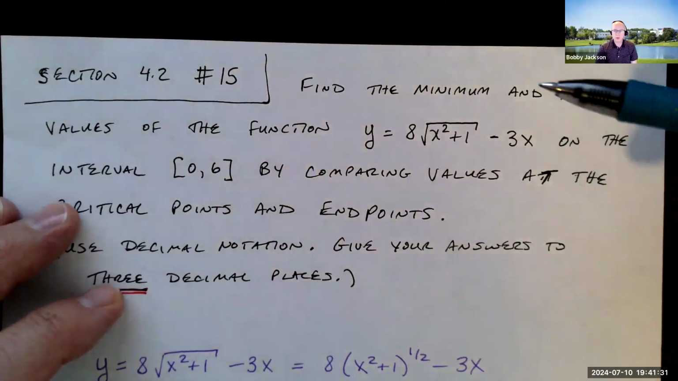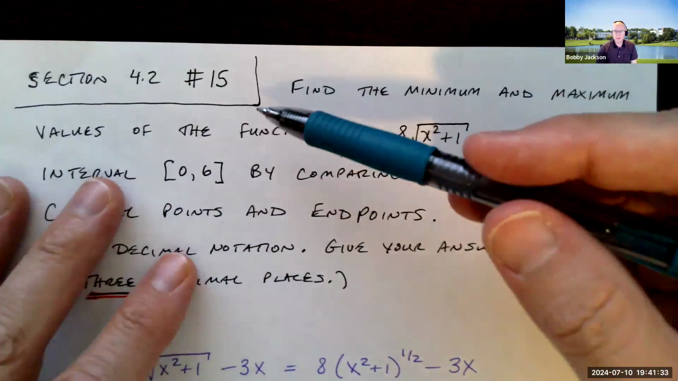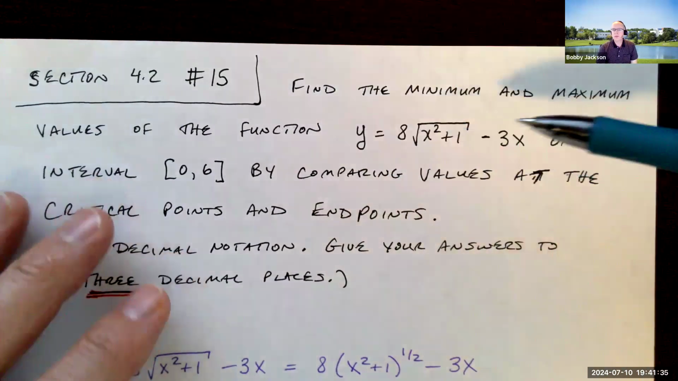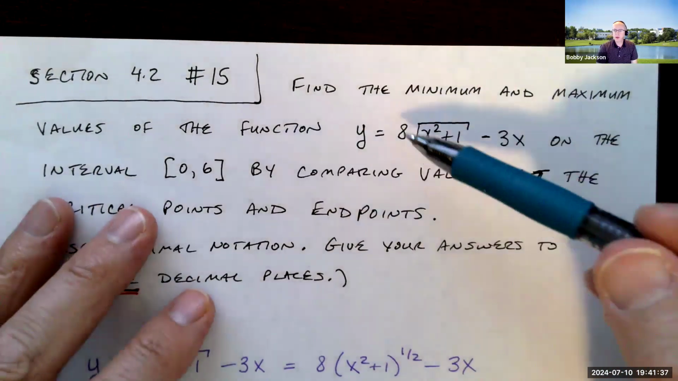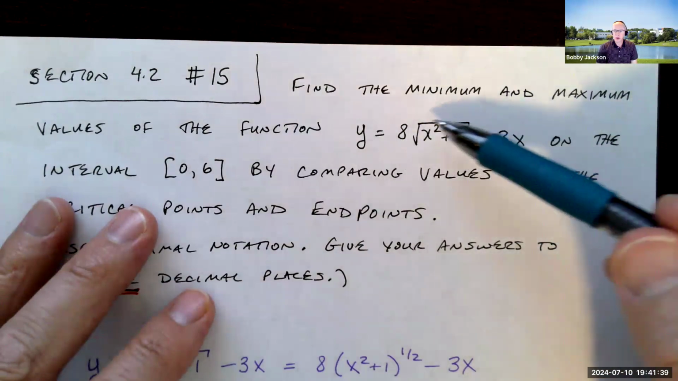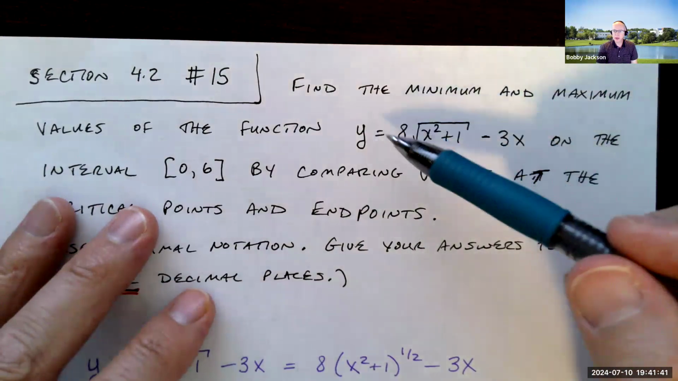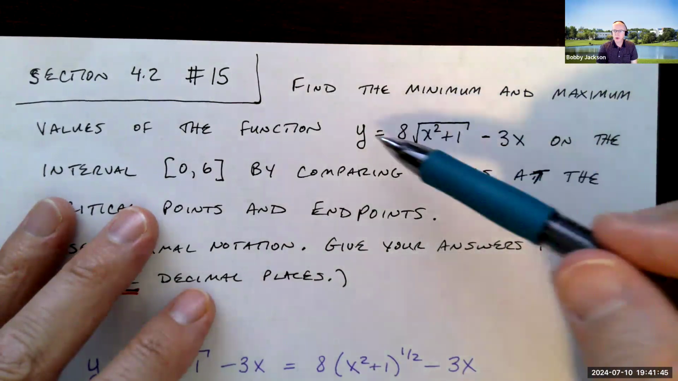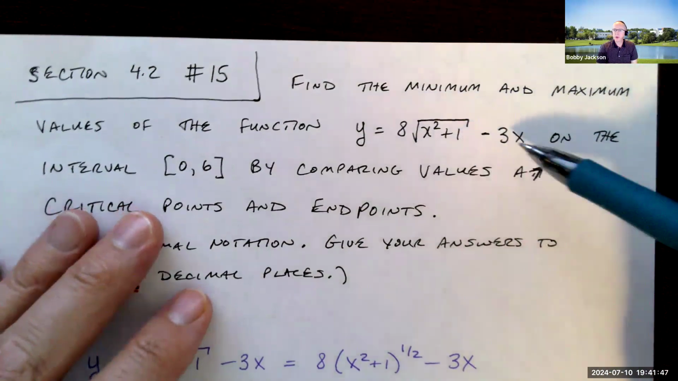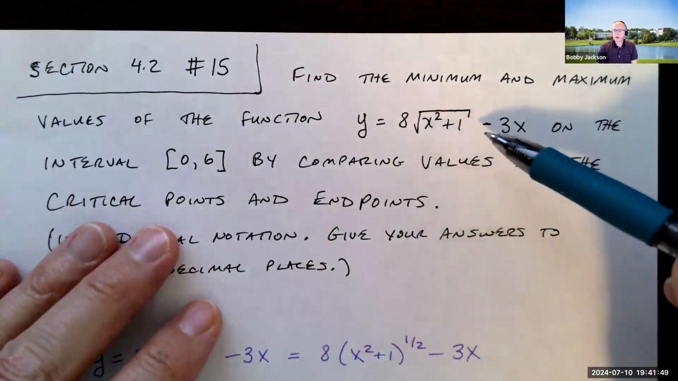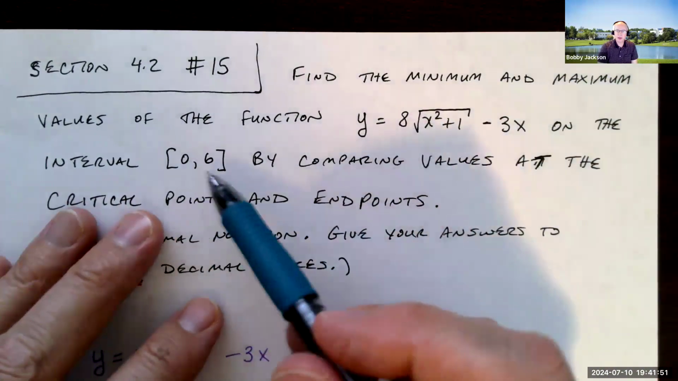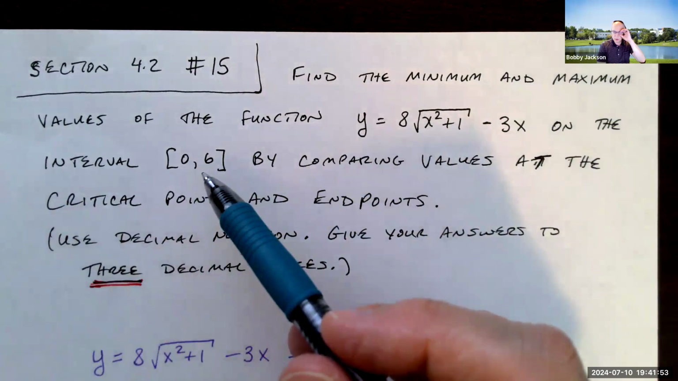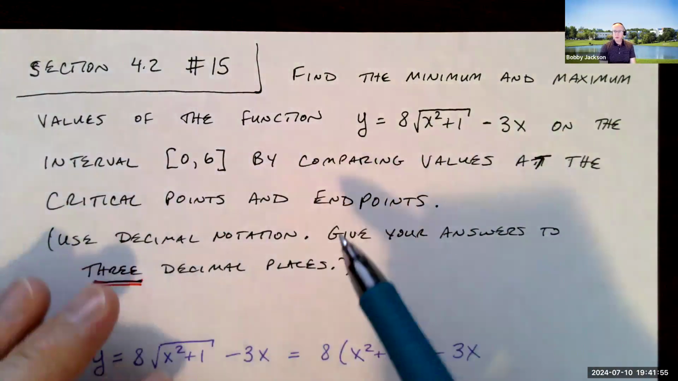Everyone, we're going to look at number 15 in section 4.2. We're going to find the minimum and maximum values of this function here. Again, your version of this problem might have slightly different values for the coefficients, but should be very similar to this function. We're going to find the maximum values of this function on this interval. Again, this interval might be slightly different for your problem, but the technique will be the same.